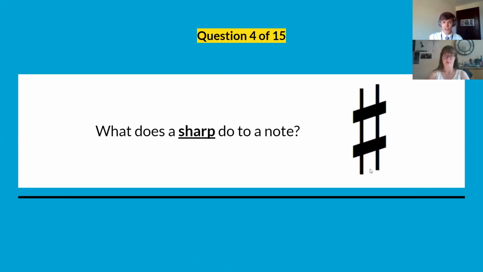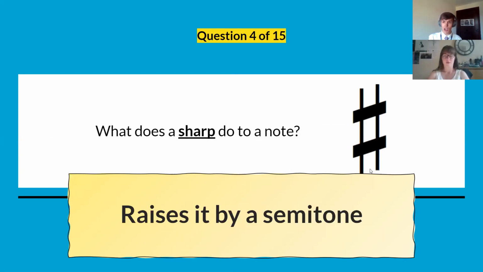Question number 4, what does a sharp do to a note? Well, basically, if you put a sharp to the left of a note head, it raises that note by a semitone. So a G would become a G sharp. That's where the name comes from, obviously.